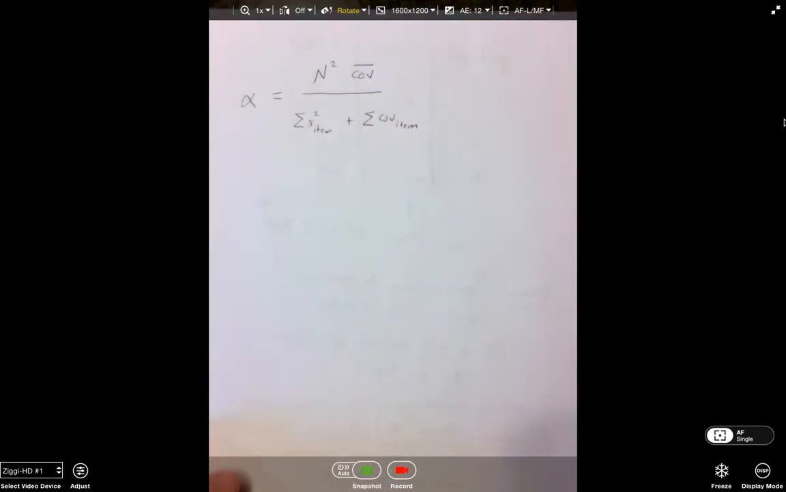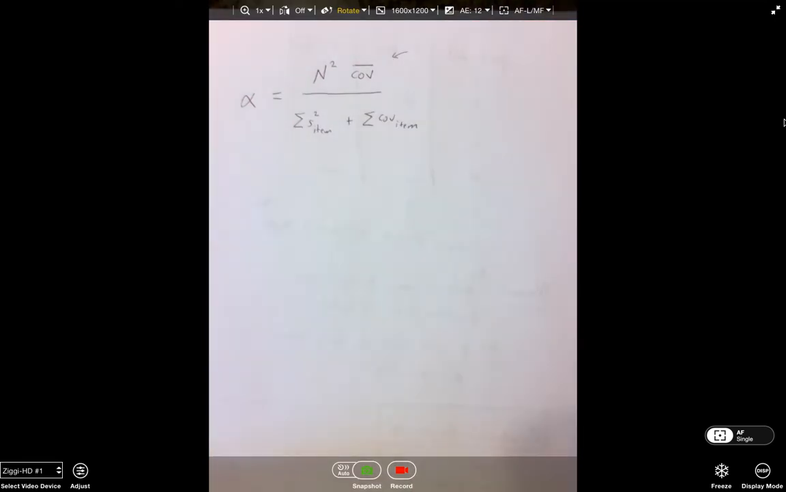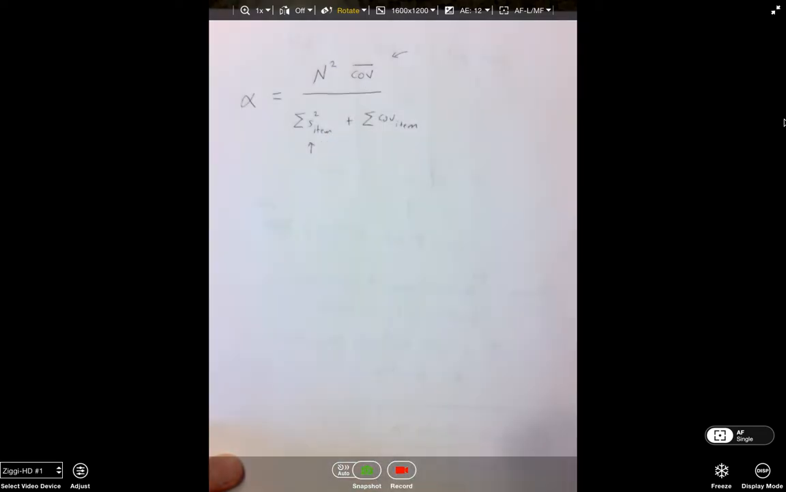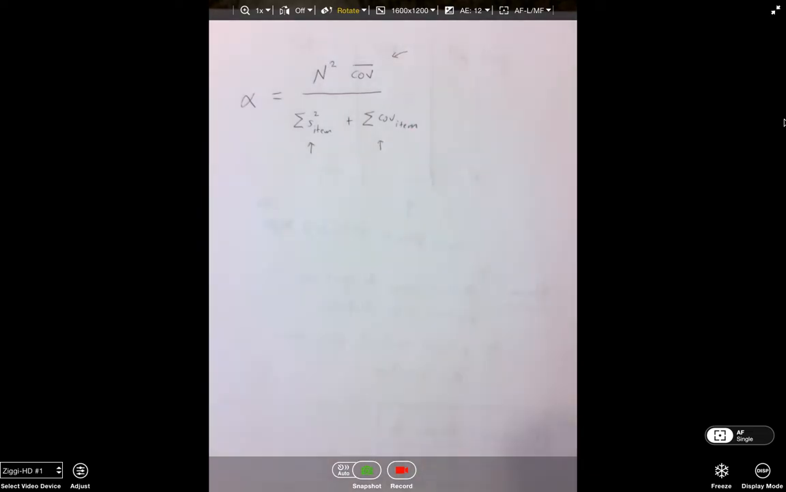Essentially the numerator and denominator are divided into four components. The first component takes the number of questions and squares it, and then it takes the mean of the covariance. The denominator looks at the sum of two components. This part here is the item variation, so that's within the item. How much variation do we have within each item? And then covariance looks at just the relationship between the items.